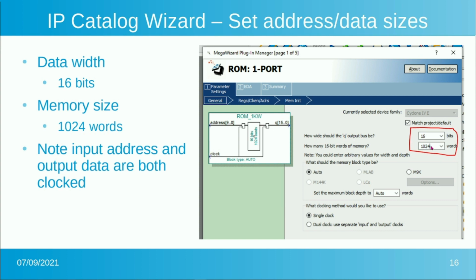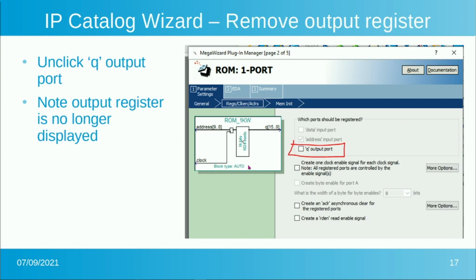And we determined we're going to have 1,000 words, so that's the 1024. Both of these are pull-downs, so you pick that. As you progress through this wizard, it updates the little symbol to show you what you chose. Now this is the screen where you would unclick that Q output port, and notice that the output register has disappeared, so it's not there anymore.